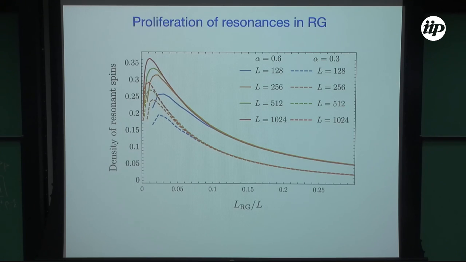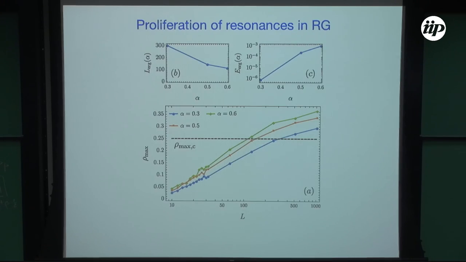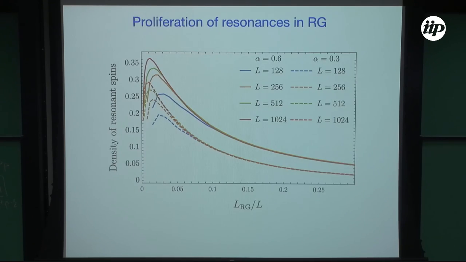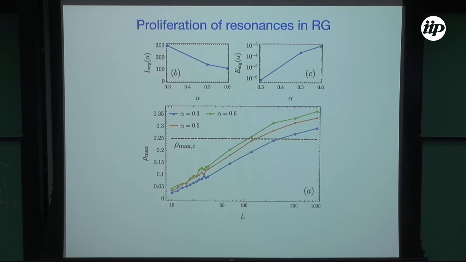What we observe is that the density of resonant spins grows in the course of RG, and the longer the initial length of the system, the larger the maximal density. We can thus expect that if in the course of RG we develop a sufficiently large density of resonant spins, for example 0.5, then our RG procedure just breaks down, and we are going into the thermalized regime. Operating in these terms, we are able to estimate the length scale at which delocalization in our system happens, and also estimate the corresponding energy scale.